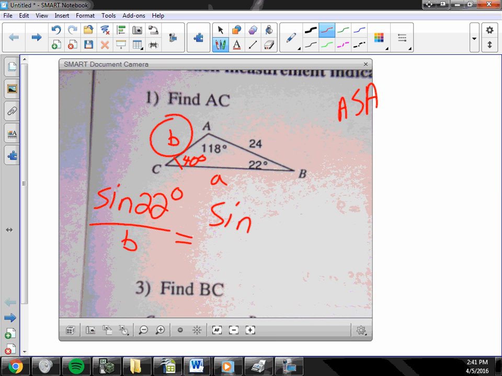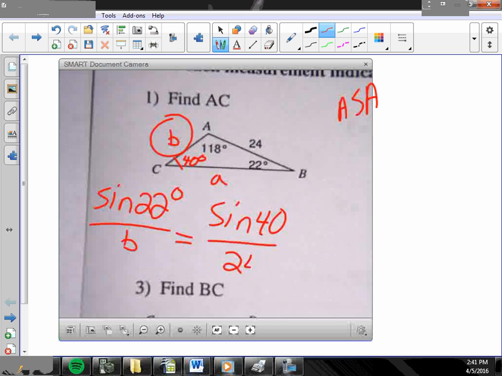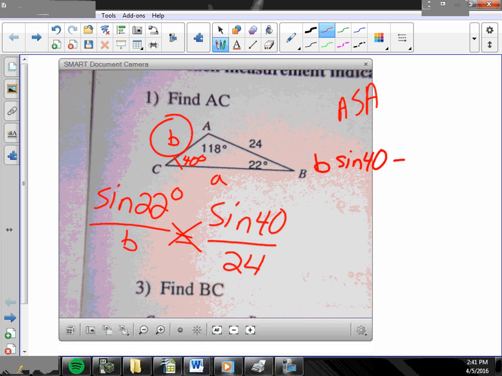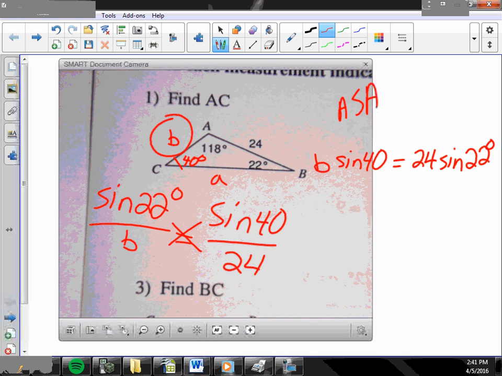So I put the sine of 40 over 24. Does everybody understand why I didn't choose angle A? If I chose angle A, then I'd have 2 unknown sides, and you need 3 of the 4 in order for this to work. Okay, so how do I solve this? So I just cross multiply. B sine of 40 is equivalent to 24 sine of 22. Then what?